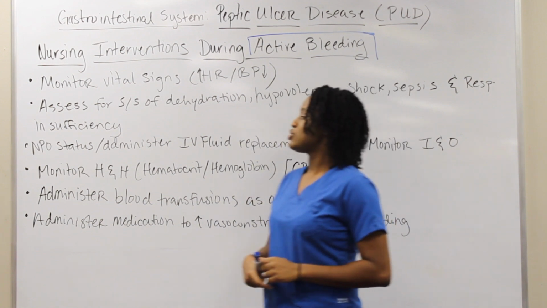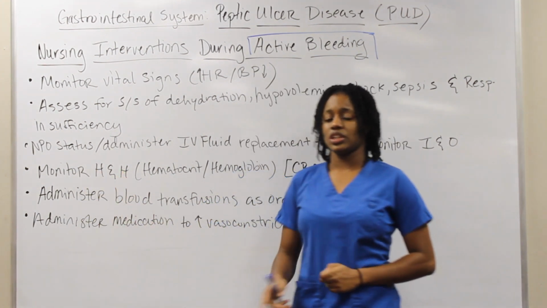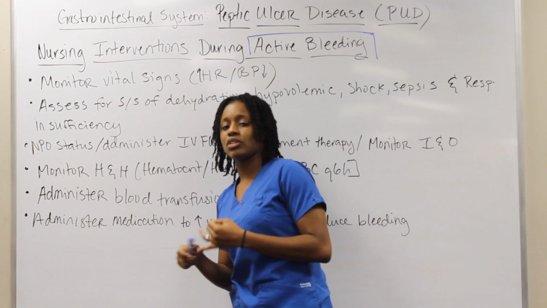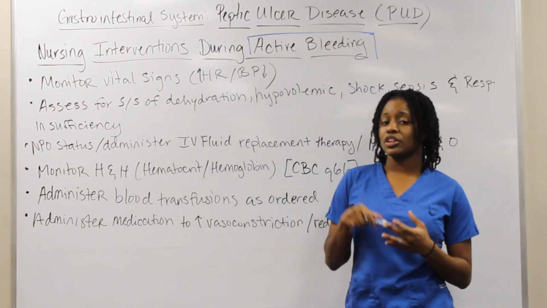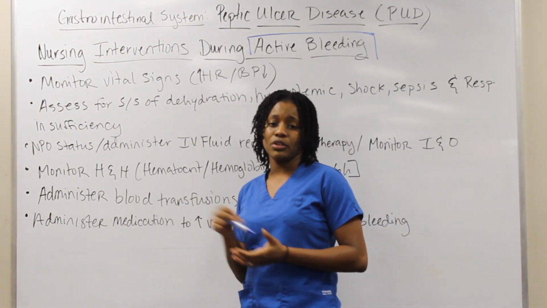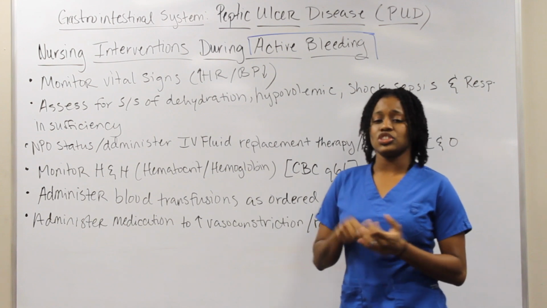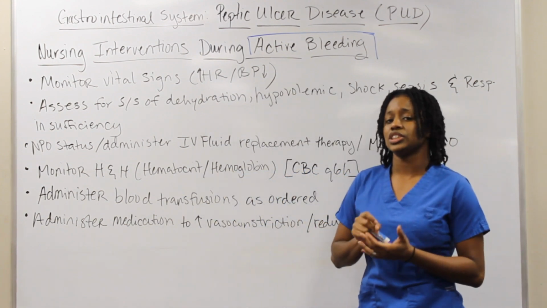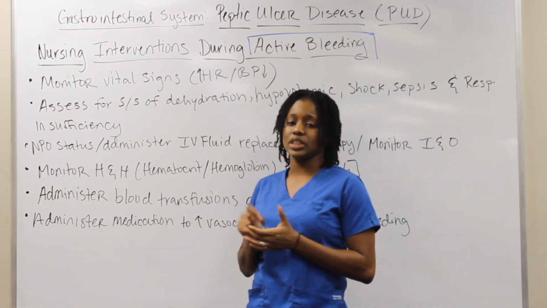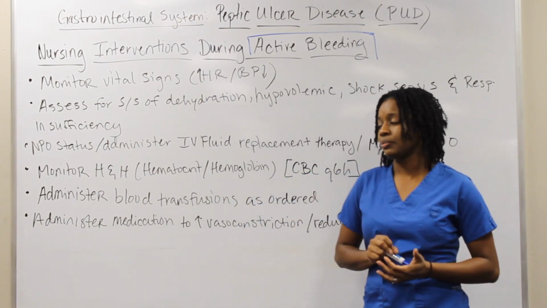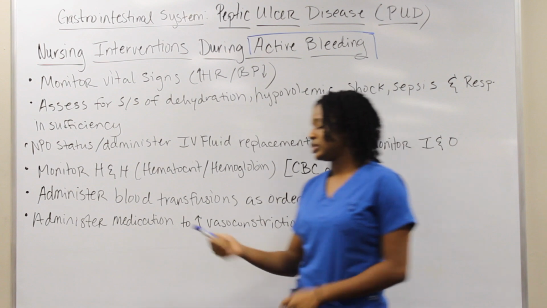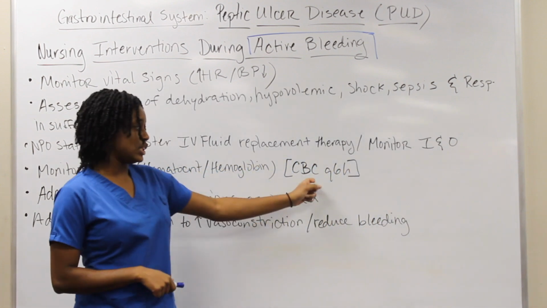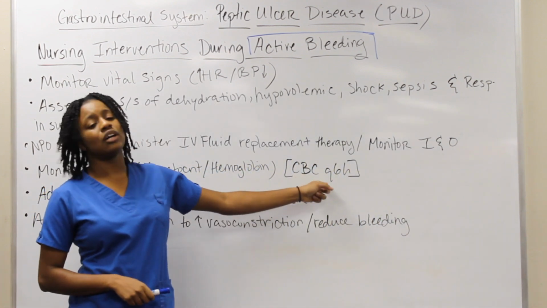All right, next thing that you have is you want to monitor your H&H. And your H&H is pretty much your hematocrit and your hemoglobin. Those are going to be your best friend when you have a person who has a bleed. Whether it's a GI bleed, whatever type of bleed, you always want to check your H&H levels, because your H&H level is going to let you know exactly what's going on with the blood. All right, and the type of test that they do is your CBC, which is your complete blood count.